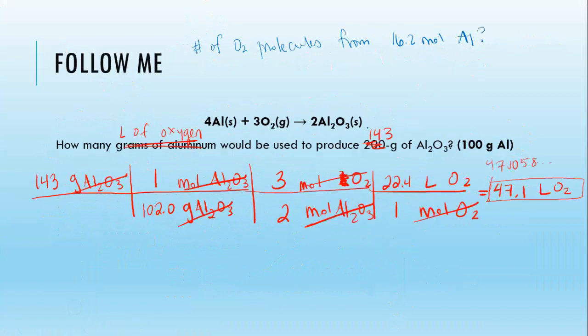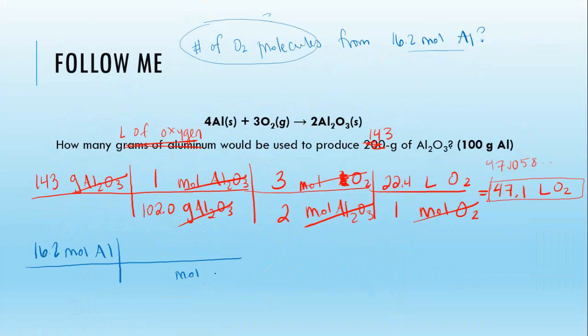Okay, we want to go from 16.2 moles of aluminum to the number of oxygen molecules that we need to go with it. Can we do that? Yeah, it's just like this. We're going to start with a different number here. We've got 16.2 moles of aluminum. Moles of aluminum has to go on the bottom.